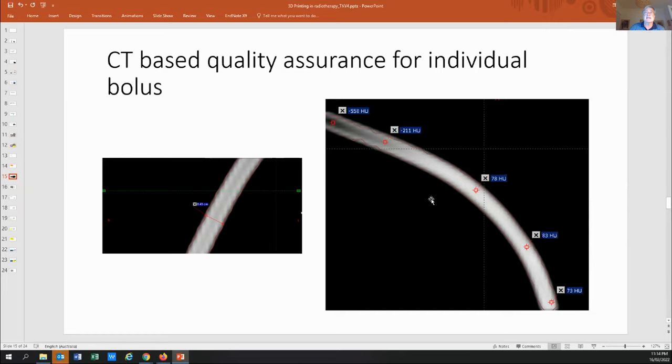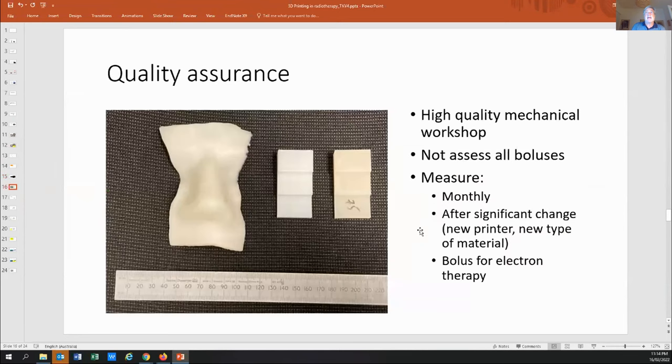which were CT scanned, where we measure and verify the thickness in the CT scan. You can see here, this is an artifact from the CT as such, but you can see that the homogeneity of the bolus is not necessarily something which is a printer given. There's some work to be done in terms of infill and so on. However, over time, our workshop really has developed a very smooth and high quality program.